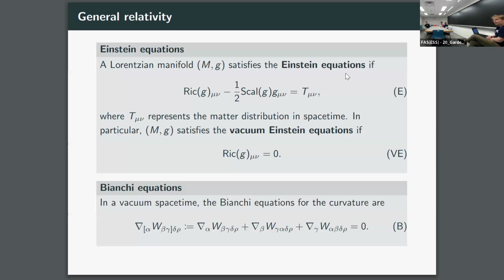And I want to focus on, these are going to be kind of the most important equations, the Bianchi equations for the curvature. And so here I'm using W to represent the Weyl tensor of the spacetime, so the traceless part of the Riemann tensor. And this brackets notation, as usual, denotes the cyclic sum. Right, so this is an identity that is just always satisfied by the Weyl tensor of a vacuum spacetime.